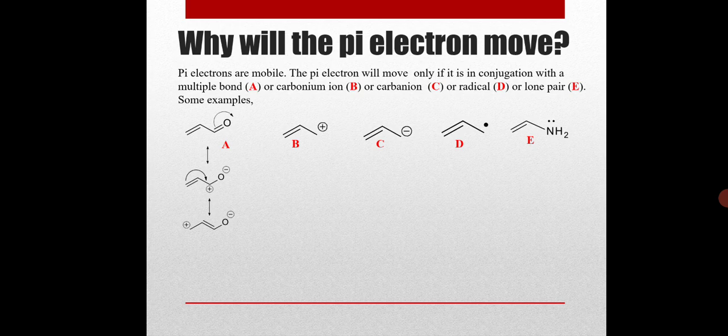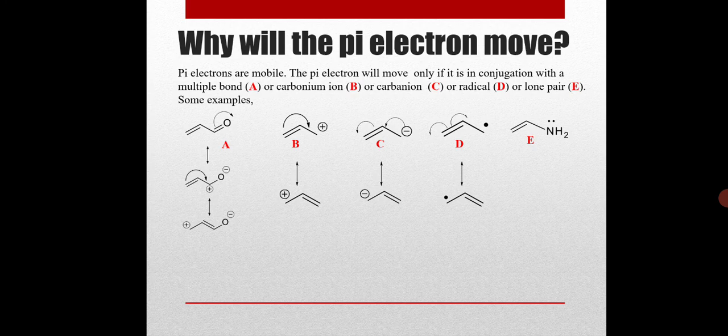Similarly, in compound B, the pi electron is adjacent to a positively charged carbon. So, the positively charged carbon pulls the pi electron towards itself, and B can also be represented by this structure. Similarly, C has an excess supply of electron on one carbon, and this excess electron can be in conjugation with the pi electron, and C can be represented by this structure. D undergoes homolytic cleavage, and as a result D can be represented by this structure also.